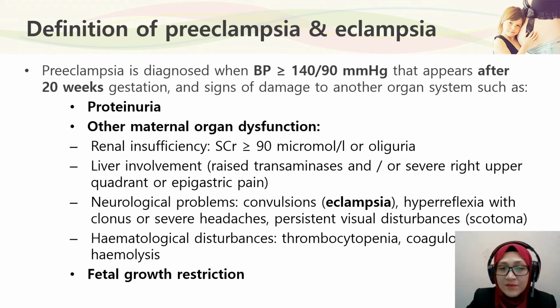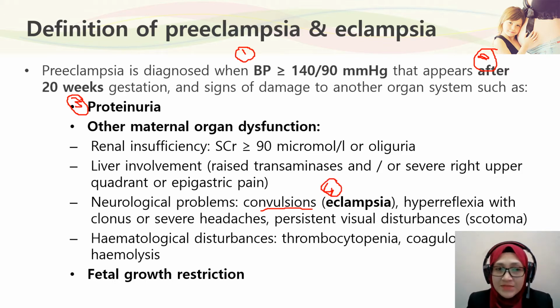If the patient has BP of more than 140 over 90, happens after 20 weeks of gestation, and has proteinuria, then this is the definition of preeclampsia. Whereas in eclampsia, they have these 3, and on top of that, the patient has convulsion. So this is when we call the patient as having eclampsia.